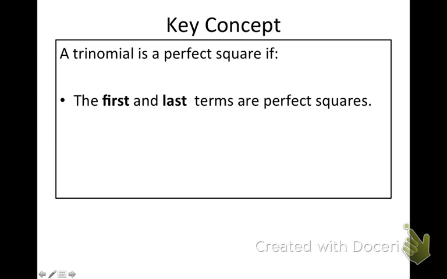You're just going to write this out. A trinomial is a perfect square if the first and last terms are perfect squares. We just talked about perfect squares and what those look like. So that's the first thing we're looking for. The first and the last terms need to be perfect squares. It's our first check off.